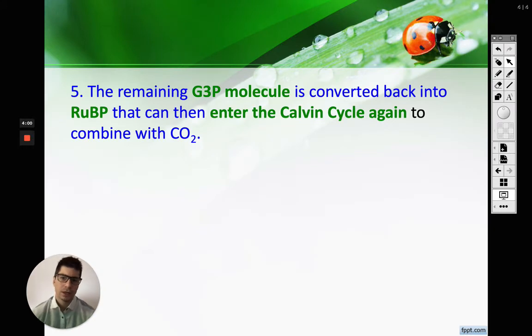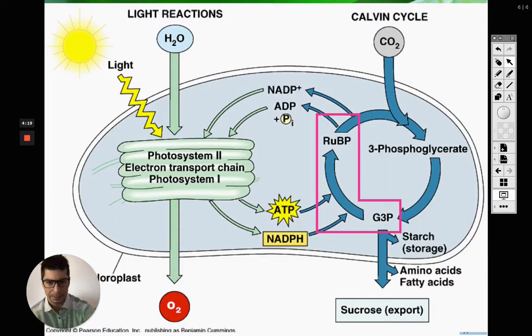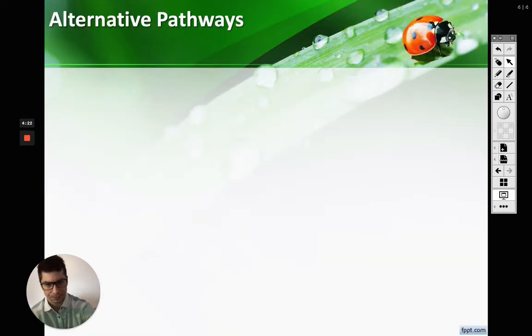Okay, so the rest of our PGA or our G3P, whatever we have left over, which if you remember from yesterday, it was 30 carbon atoms. Those 30 carbon atoms are going to get converted back from G3P into RUBP so it can continue through the cycle once again. All right, and that's that part right there.